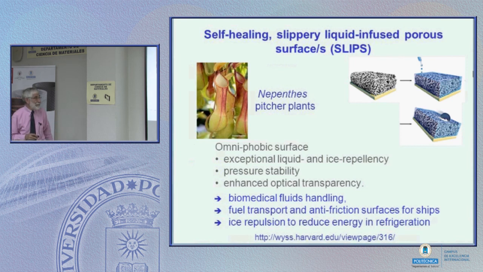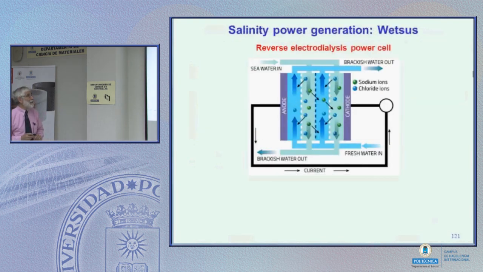But you can also use it in fridges. You can maybe reduce the flow, the friction in the flow of fuel. So that's the second one. And the last one I'm going to mention briefly is the idea of big batteries.